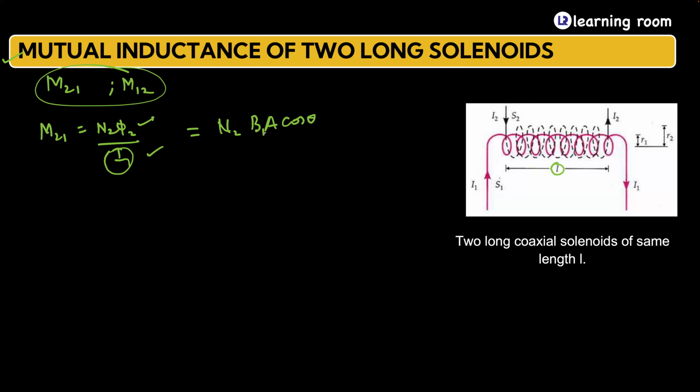Why? Because we know that B is equal to mu naught into N into I. So for us to generate the magnetic field, what is needed? You need current. But who is producing the current in this case? It is I1. So the magnetic flux associated with the second coil directly has a relation to the magnetic field produced by the first coil. So B1, then what should I take the value of A as? Should I take it as A1 or A2, is the question.